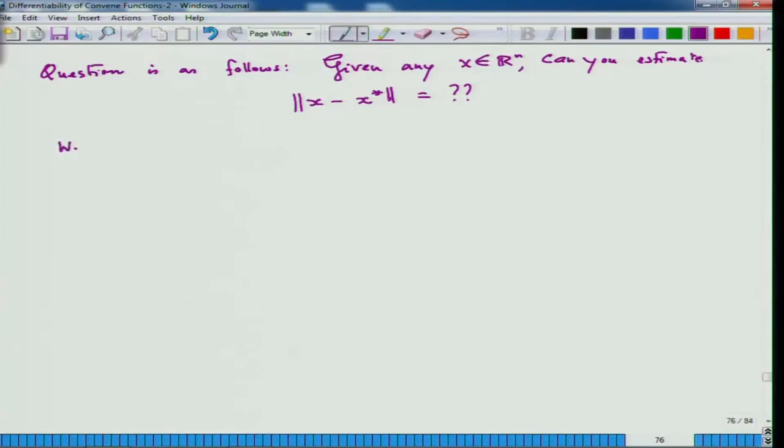Our first step, we will claim that p star, we will prove this. For the given x, this p star is always bounded below by this number. For any x, this is always true. So, how do I do it?